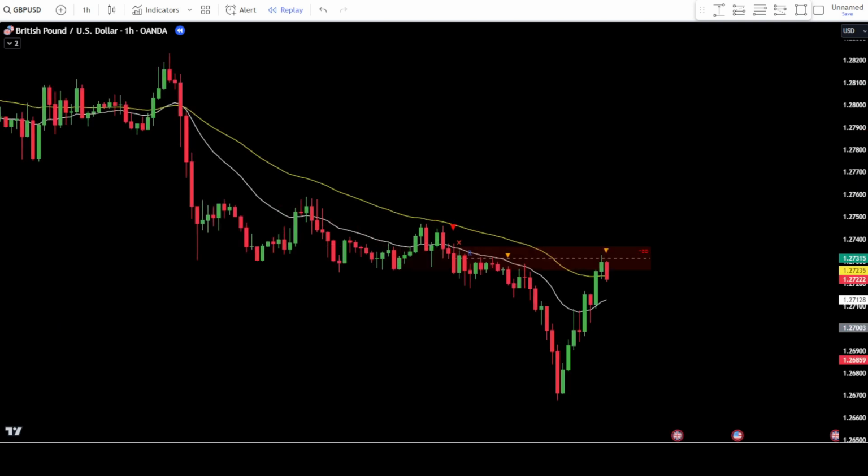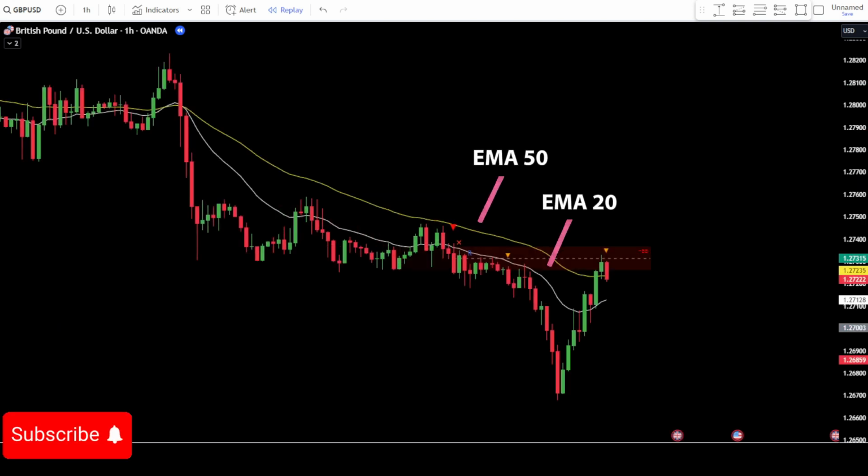How to place a sell order. 1. If the EMA 20 crosses below or is below the EMA 50, it indicates a bearish trend, and your main focus is to find the best points to place sell orders.